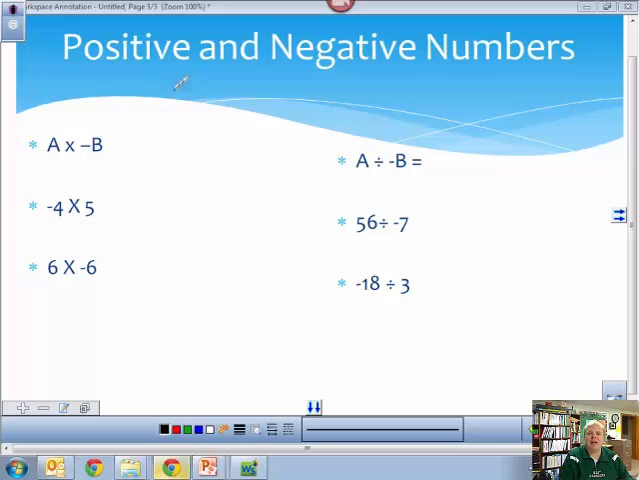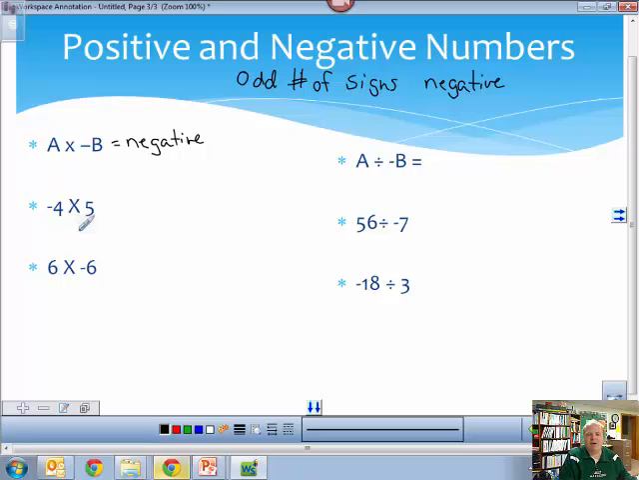Well, on the last slide, I told you guys that if I had an even number of negative signs, the answer is going to be positive. Well, now I'm going to tell you if it has an odd number of signs, that my answer is going to be negative. Okay? It's going to work that way always. So I have 1 negative here. So A times a negative B, my answer will be a negative answer.